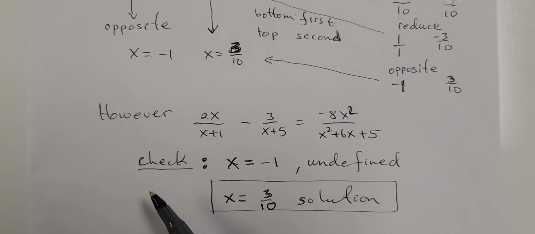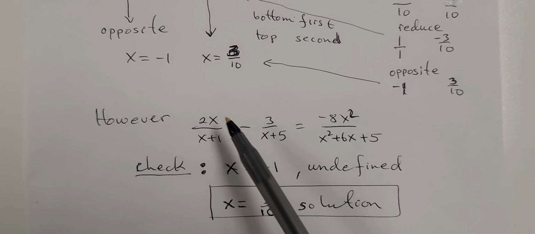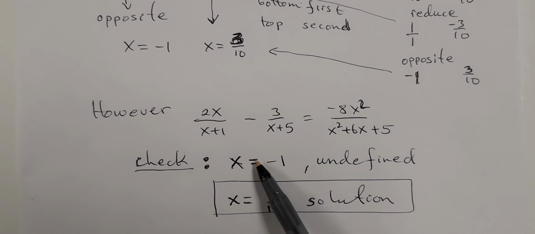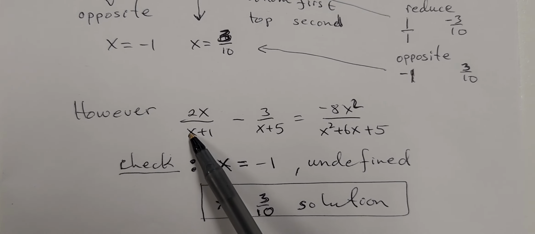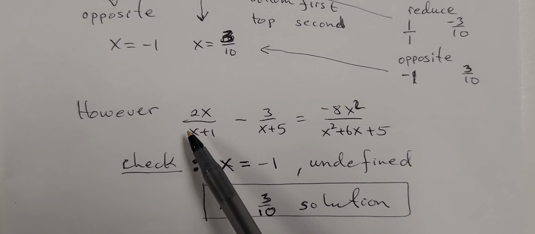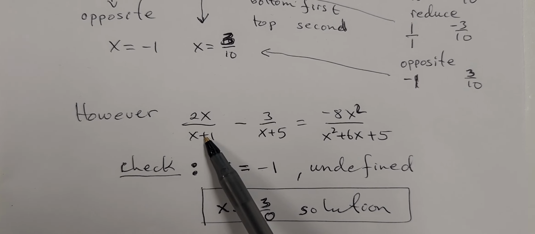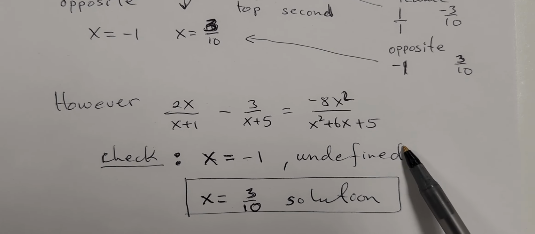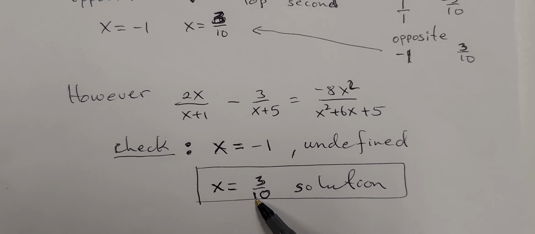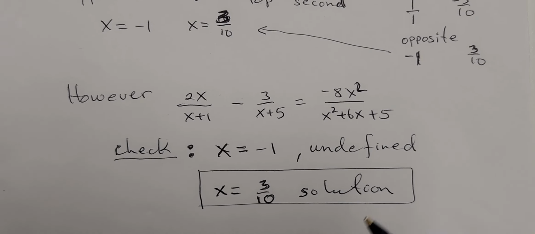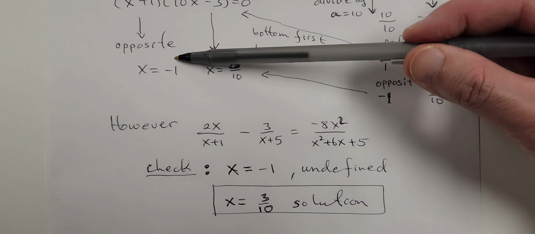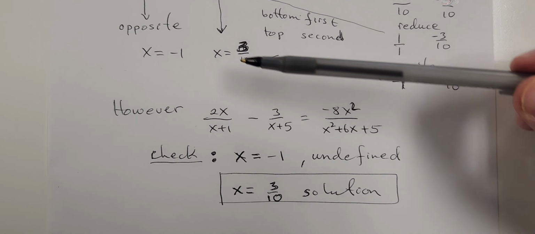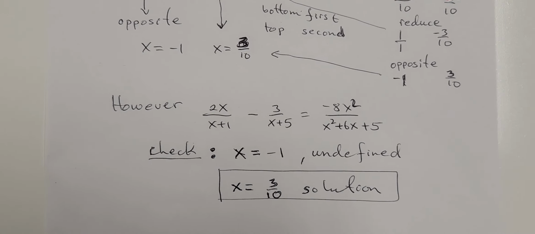And the reason why we have to check is because of negative 1. If we go back to the original problem, so this is our original problem, and put negative 1 in right here, negative 1 plus 1 will give me 0. I cannot divide by 0. So therefore, negative 1 is not the solution. But positive 3 over 10 is the solution. So again, even though you have two answers, we have to go back and check because sometimes it is not the solution.